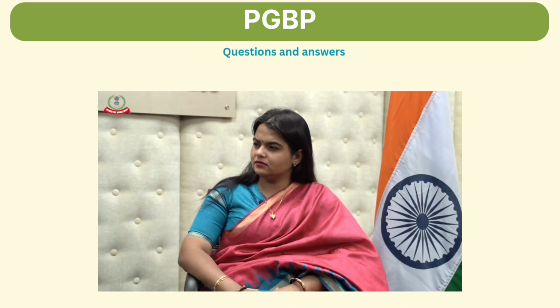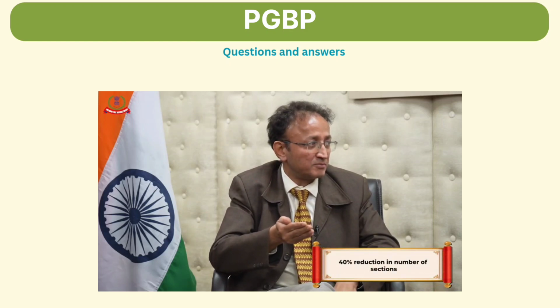So overall, it has resulted in a large reduction in the number of words. The number of words in the current profits and gains of business and profession chapter is around 25,000, while in the 1961 Act, the current Act, it is more than 50,000 words. Yes, and also the number of sections has reduced from 65 to 41. So that is almost a 40% reduction in the number of sections.